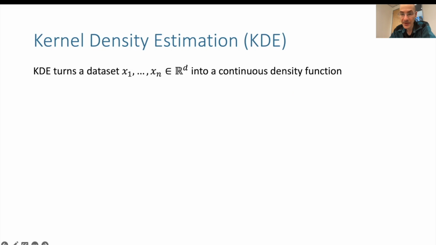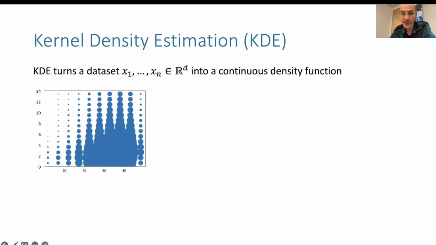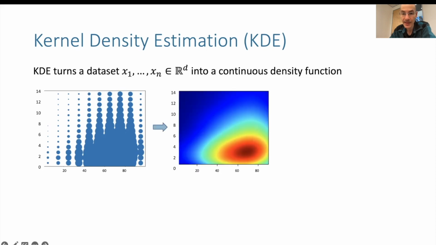This is a commonly used method in machine learning and statistics to turn a discrete dataset in R^d into a continuous density function over all of R^d. For example, here you can see the histogram of a two-dimensional dataset, where the size of each circle represents the number of data points that follow those coordinates. And on the right, you can see the KDE constructed on this dataset.